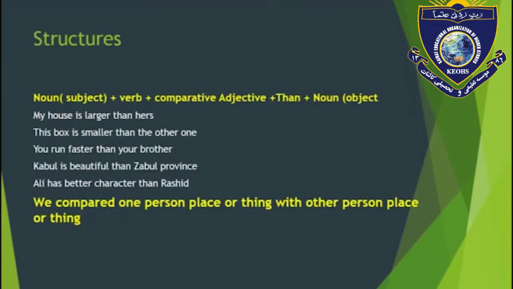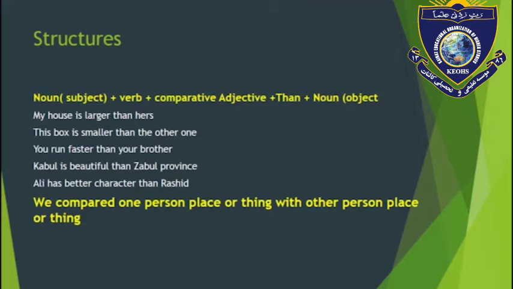Structure of the comparative adjective. How are we able to form the comparative adjective? Here's the structure. Based on this structure, you're able to make your own statements. The structure is noun or subject plus verb plus comparative adjective plus than plus noun or object. My house is larger than hers. The box is smaller than the other one. You run faster than your brother.